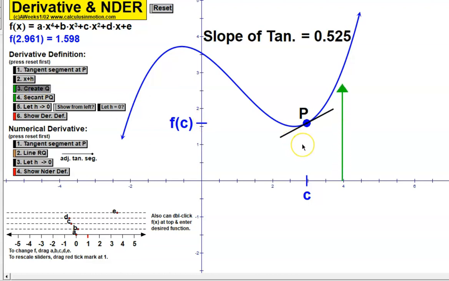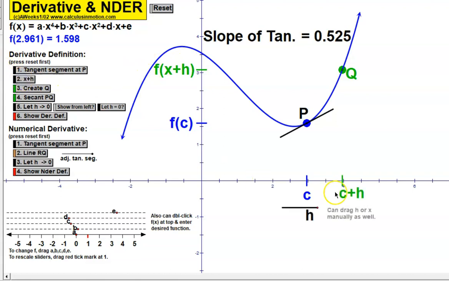Now, the program moves a little slow. Okay, so we have this second point. And instead of using x1 and x2, since we've already labeled this as c, we're going to call this second point c plus h. And the reason we're calling it c plus h instead of using another letter like d is we are going to describe this point in terms of its distance from this point. So h is representing the horizontal distance between these two points.